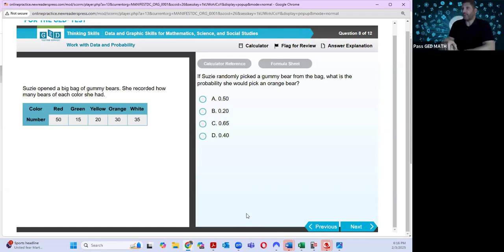So Susie opened a big bag of gummy bears. She recorded how many bears of each color she had. If Susie randomly picked a gummy bear from the bag, what is the probability she would pick an orange bear? How would you even attempt to do that problem? Do you know where to even start?